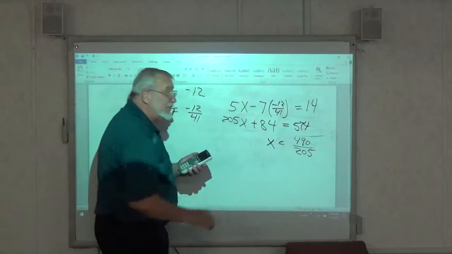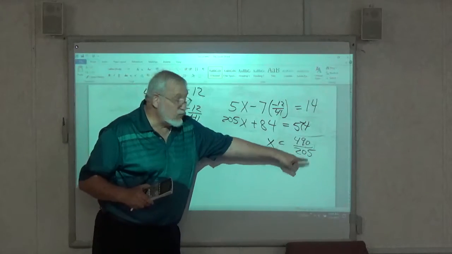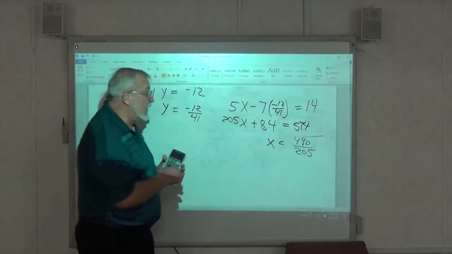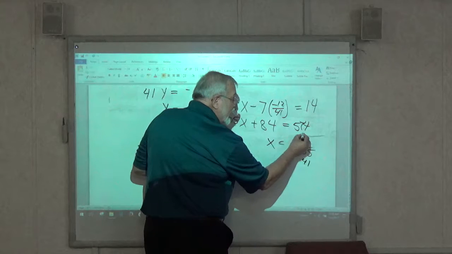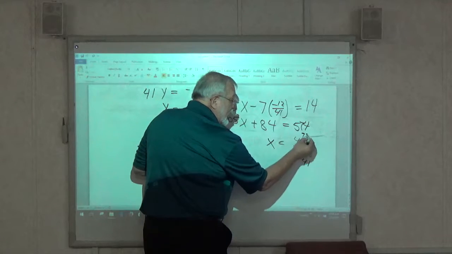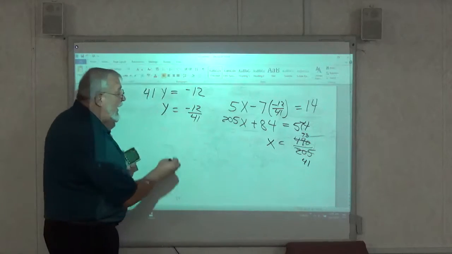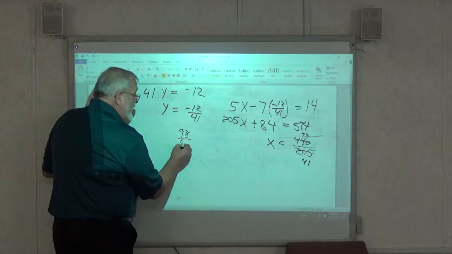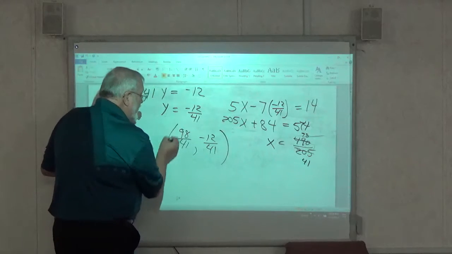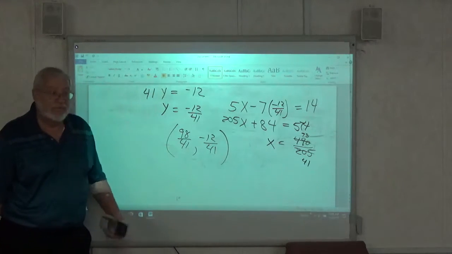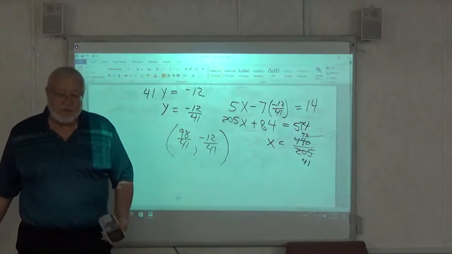Now, is that in simplest form? Do you see a 5? Five ends in 0 or 5, so there's a 5 in there. So 5 times this is 41, and when I divide this by 5, it's 98. Therefore, I have 98 over 41, comma, negative 12 over 41. And if you put these numbers in the calculator, you're going to find the decimal value that he has in the book.